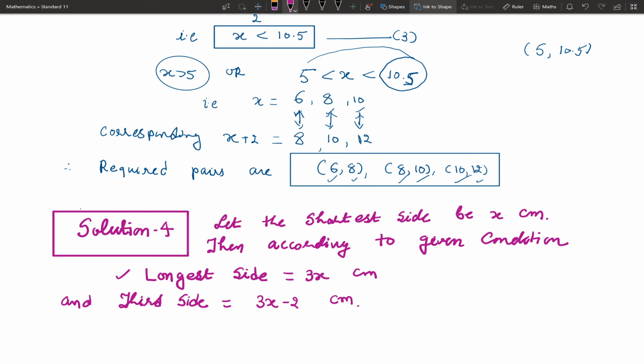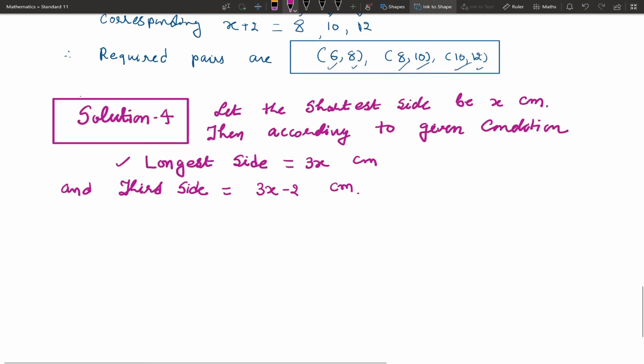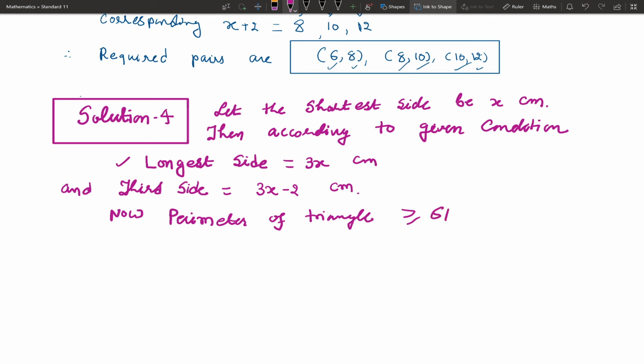Now the perimeter of the triangle is greater than or equal to 61. Perimeter means the sum of the lengths of the three sides. So x plus 3x plus 3x minus 2, the sum of the three sides, will be the perimeter.